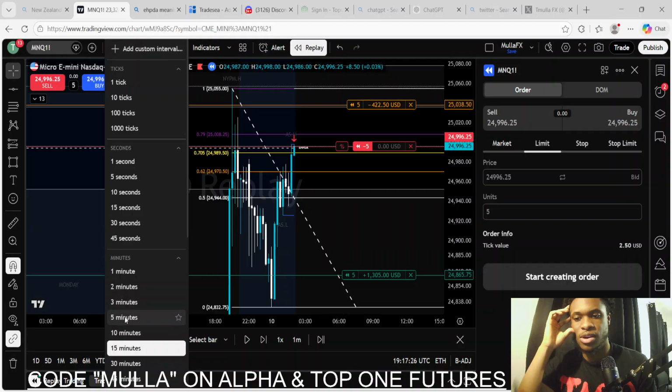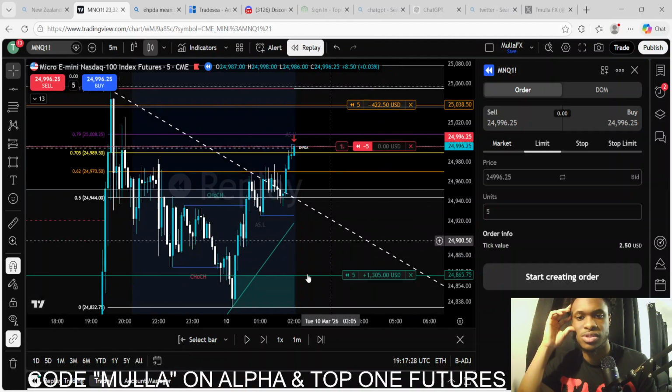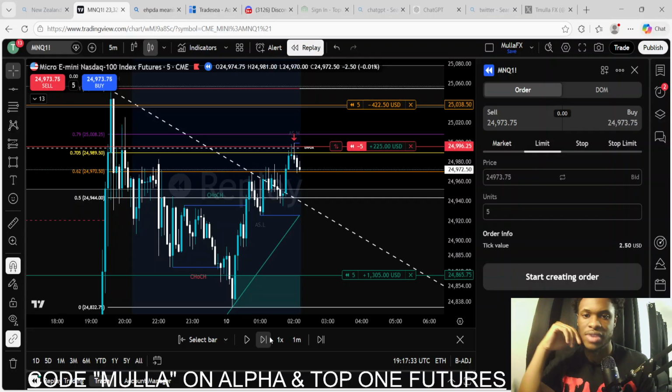So like I said, I go back to the 5-minute chart, see what it's going to do. Of course, it's tapped me in already. Then we should get a decent reaction. As you can see, reaction off that range.